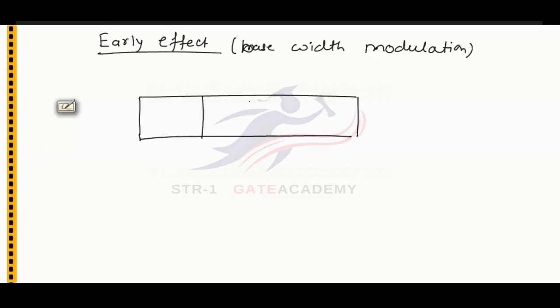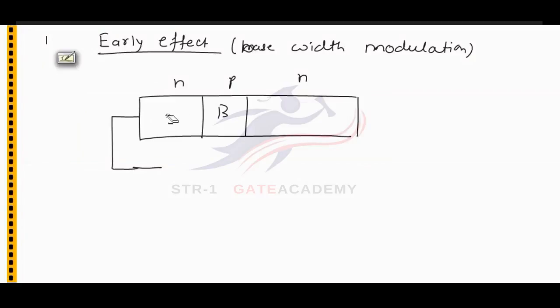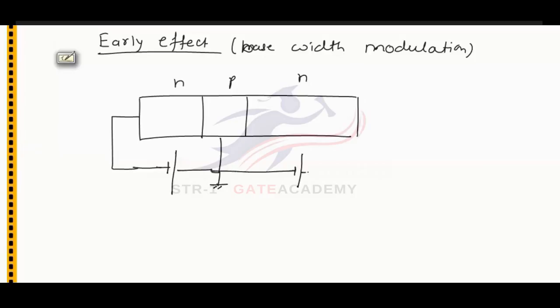In a BJT, we bias the emitter-base junction as forward bias, as in an NPN BJT. We bias the emitter and base terminals so that the junction between emitter and base is forward biased. It will be like this, and the collector-base junction will be reverse biased.